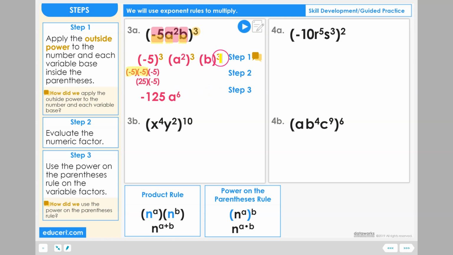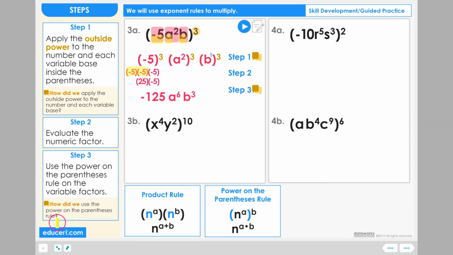B all to the third power. B does not show a power inside of these parentheses, which means that its power is the value 1. And using the power on the parentheses rule, we would get b to the 1 times 3, b to the third power. So -5a squared b all to the third power equals -125, a to the sixth power, b to the third power.